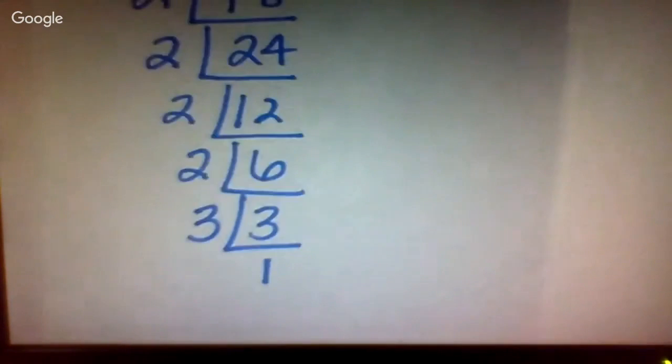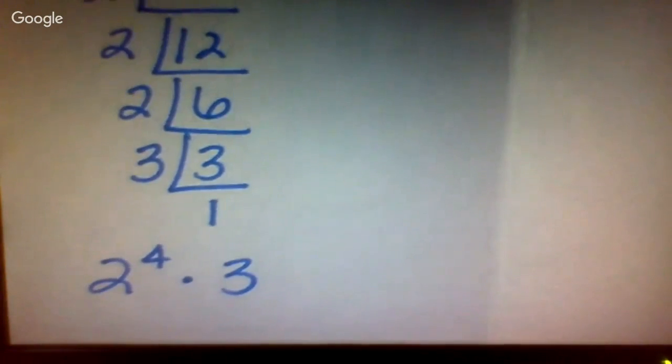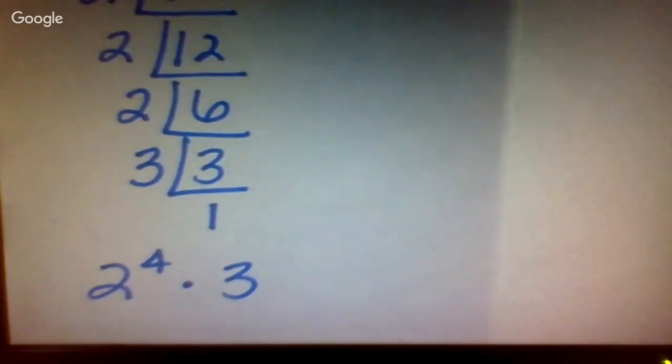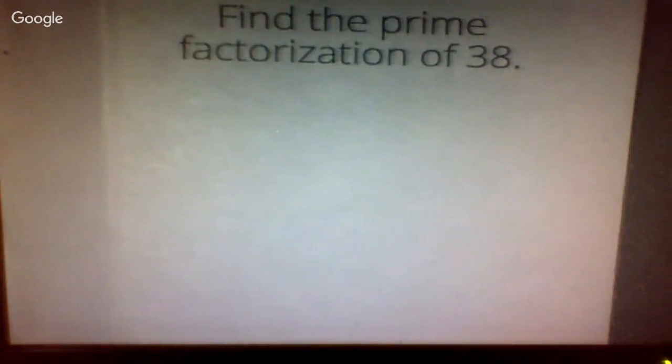Okay. So we can either write this as 2 times 2 times 2 times 2 times 3, or this can also be written as 2 to the 4th times 3. You've got 4 2s and a 3.